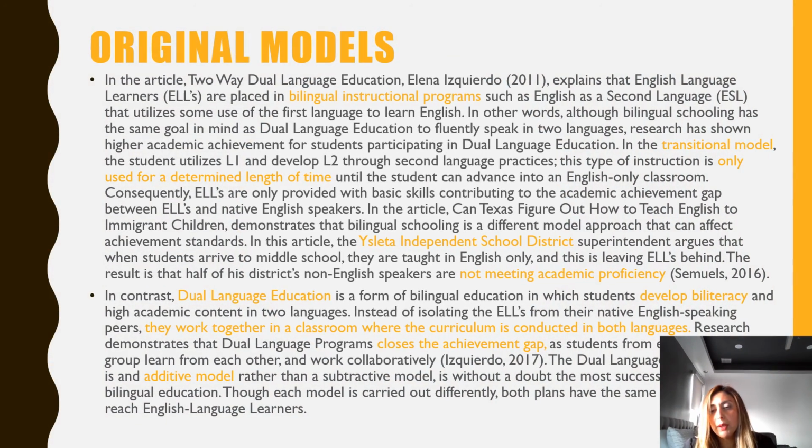We are going to talk about the original models of bilingual education. In the article Two-Way Dual Language Education, written by Elena Izquierdo in 2011, it explains that English language learners are placed in bilingual educational programs such as English as a second language. It is a basic transitional model, which has the same goal in mind as dual language education, where they use some of the first language to learn English.